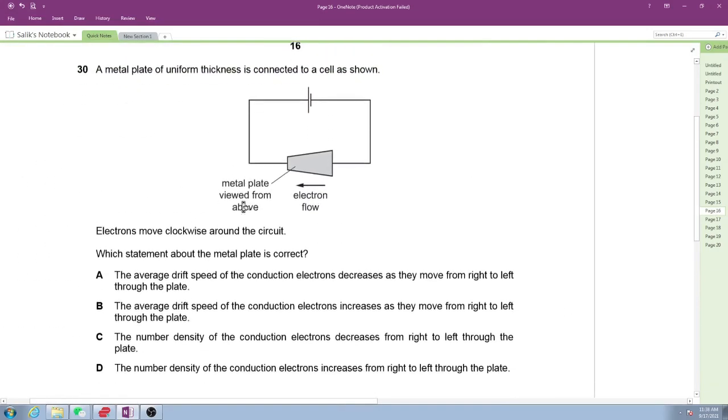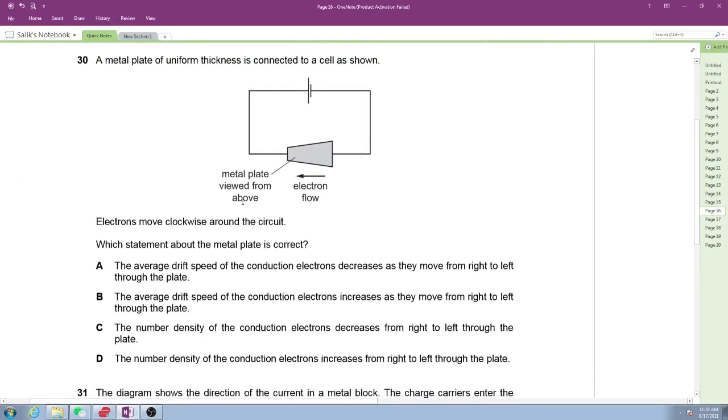Question number 30. A metal plate of uniform thickness is connected to a cell as shown. This is the cell, this is the metal plate. Electrons move clockwise around the circuit. Electrons always go from the negative terminal to the positive, so the flow of electrons is clockwise, this way.